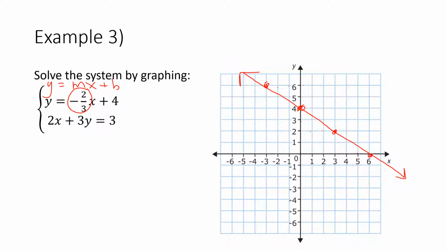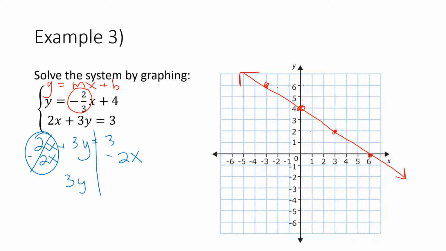The second equation isn't in slope-intercept form yet, so we're going to have to solve for y. In order to get y by itself, I'm going to start by moving the x's to the other side. So I will subtract 2x on both sides. And when I rewrite the next row, we'll be left with 3y equals -2x plus 3. Then to get y by itself, I'll just divide by 3 on both sides.